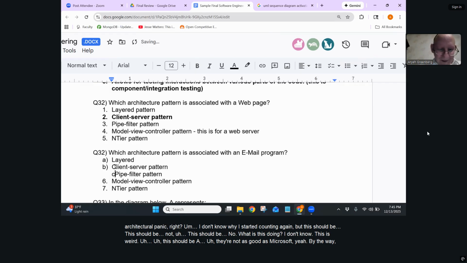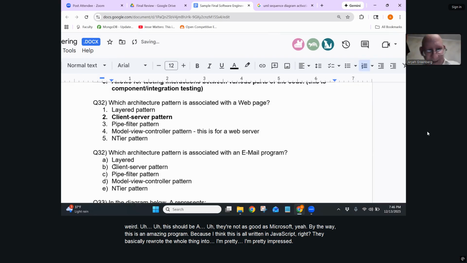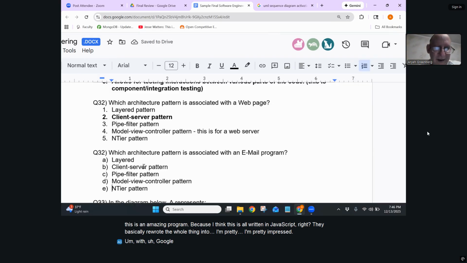By the way, this is an amazing program, because I think this is all written in JavaScript, right? They basically rewrote the whole thing in Java. I'm pretty impressed with Google Docs.